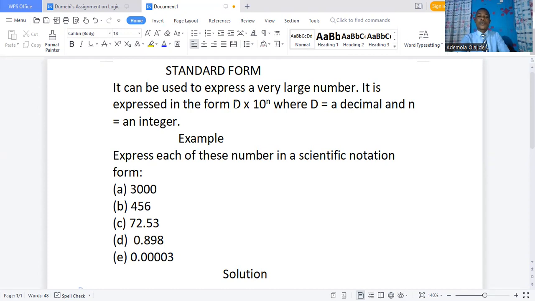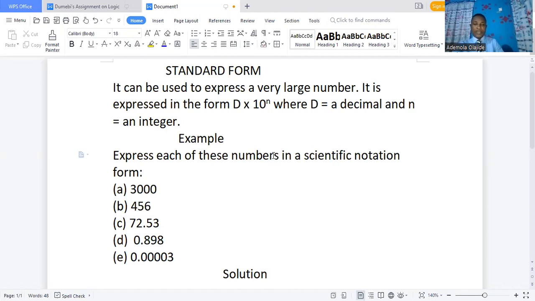The expression will be in the form d times 10 to the power of n, where d will be a decimal and n will be an integer, a positive integer or negative integer, and could be 0. As we will see here, we have to express each of these numbers in scientific notation form.